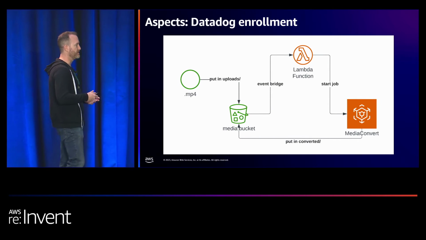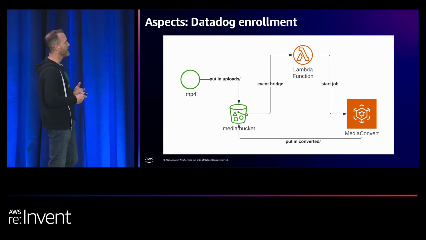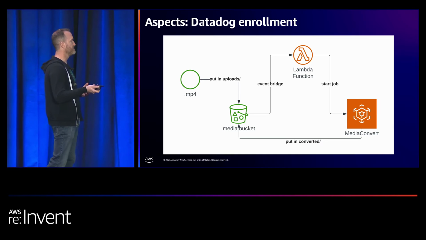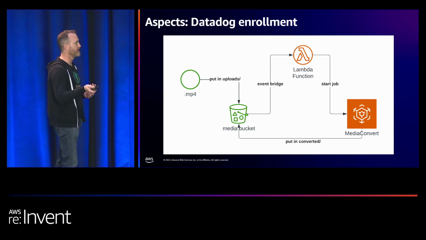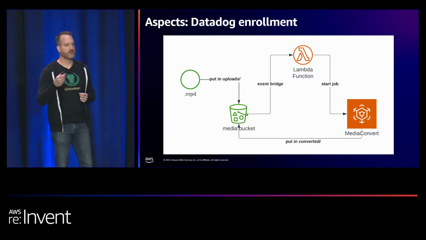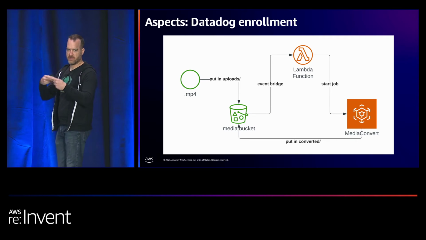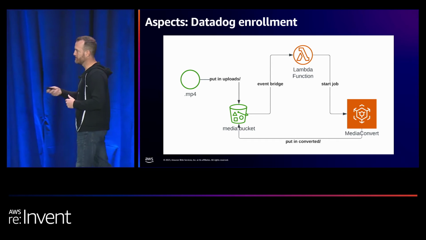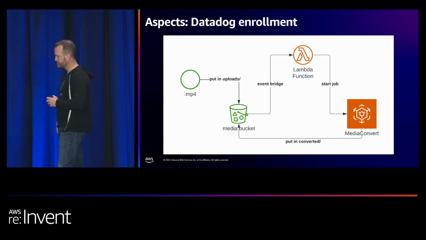This is a very simple thing that just sits there and monitors an S3 bucket. And when an object, an MP4 file, gets put into the uploads prefix, it's going to trigger a Lambda function to run using EventBridge. That Lambda function is going to go and ask MediaConvert to convert that file in some way, and then write the resulting media file back into the converted prefix.